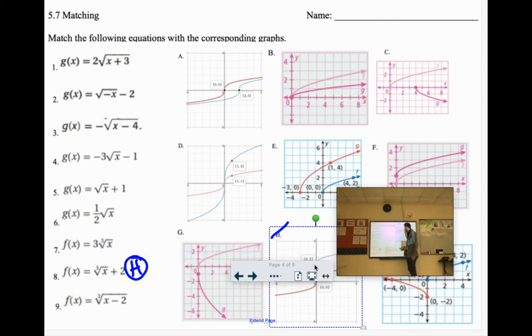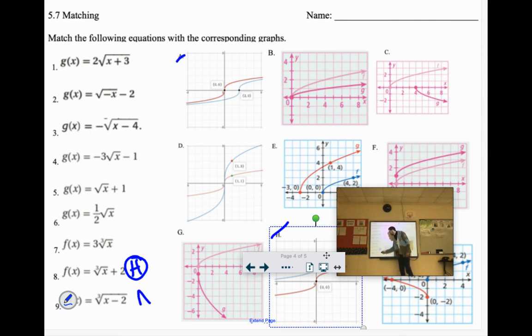Everything's in the way. All right, for 9, it's grouped in with the x, so that would be a right or left translation. It says -2. That would shift it to the right 2, which matches up with A. Which leaves us with D for number 7.